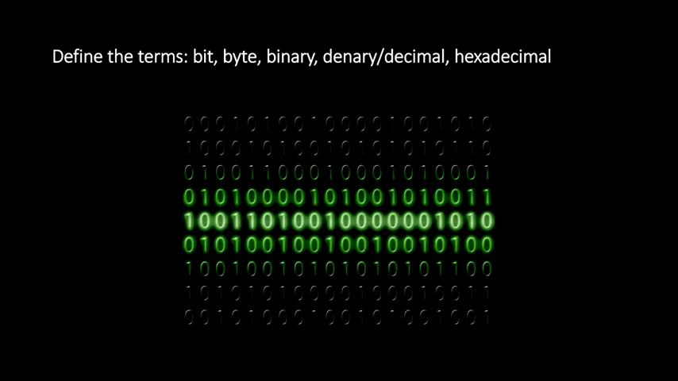So a bit is the smallest unit of data in computing. It is represented by either a 0 or a 1. A byte is 8 bits. Binary is a base 2 number system, so that means there are only two possible symbols that can be represented in this number system. A denary, on the other hand, is a base 10 numbering system, meaning there are 10 possible symbols that can be used. And as for hexadecimal, that means base 16.